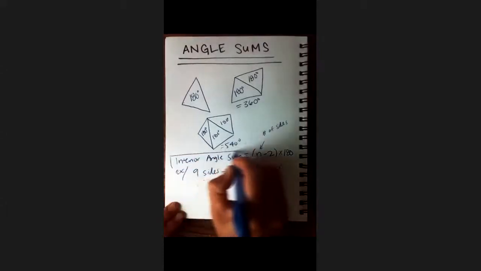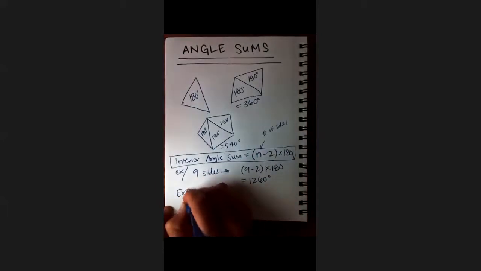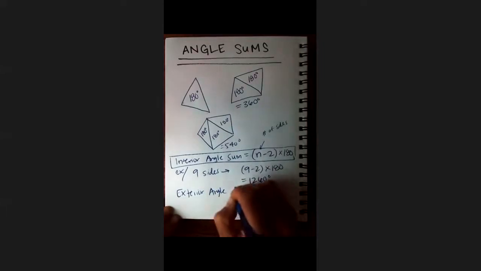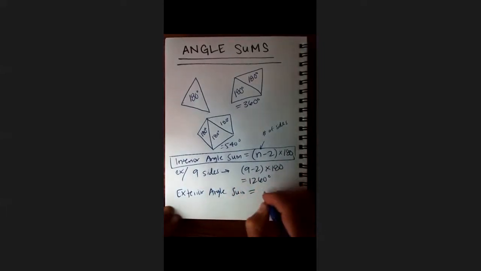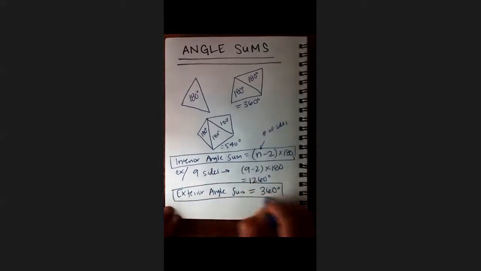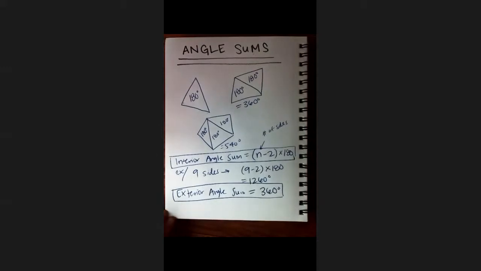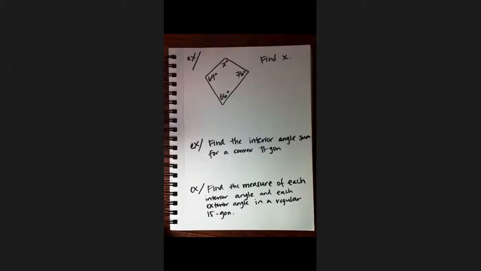The last thing that we're going to want to talk about quickly is our exterior angle sum. The exterior angle sum will always be 360 degrees, no matter what shape it is. And these are the key things you're going to want to remember when going into our lesson about angle sums today. Let's dig into our examples.